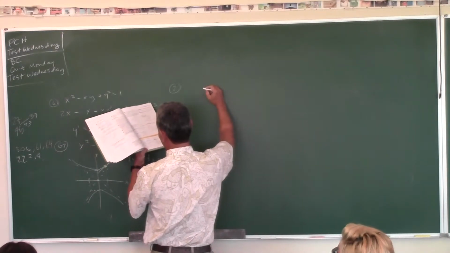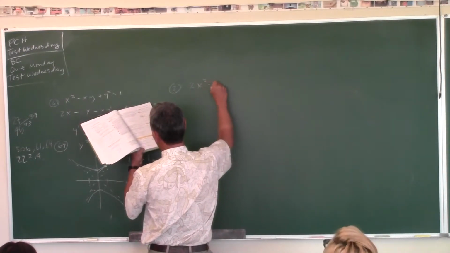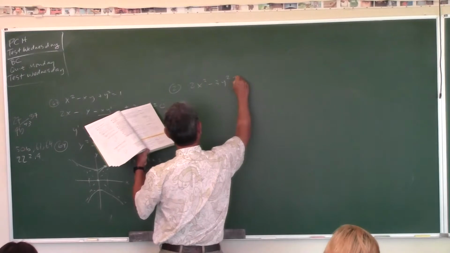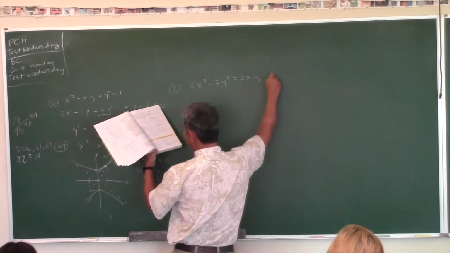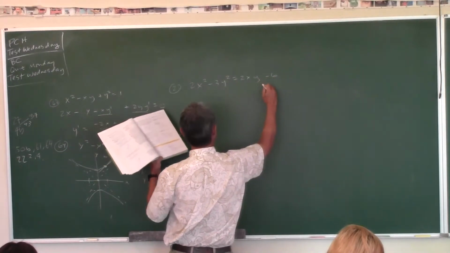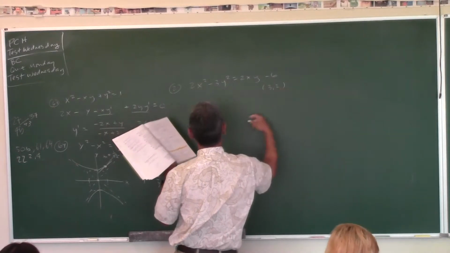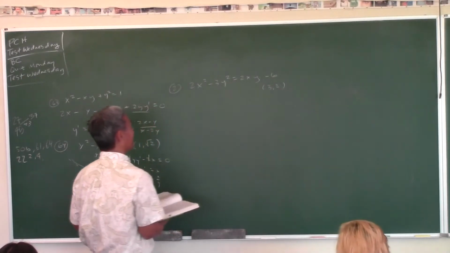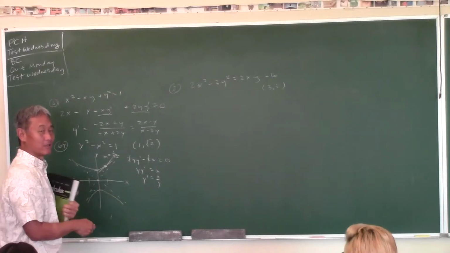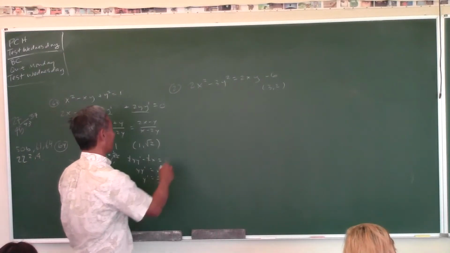Or it is suspicious. 2x squared minus 3y squared equals 2xy minus 6. What is the slope at the point 3, 2? Come on! That's like this problem. Take the derivative and plug in 3, 2. That's all you gotta do. Okay, who's got the first step? Morioka.